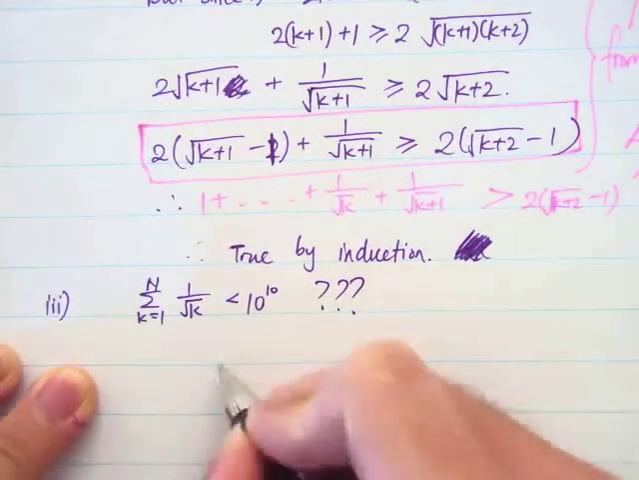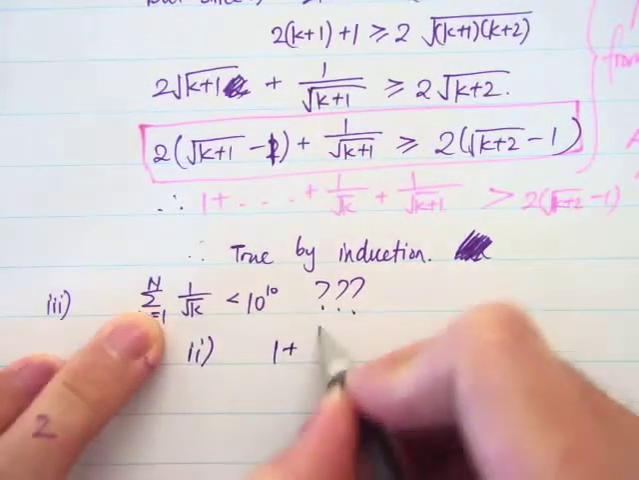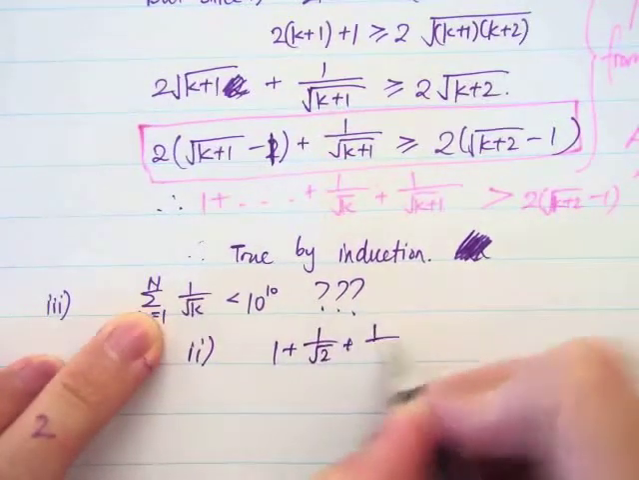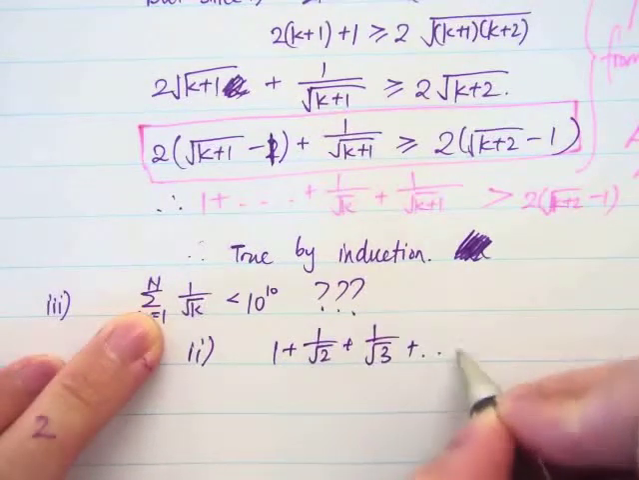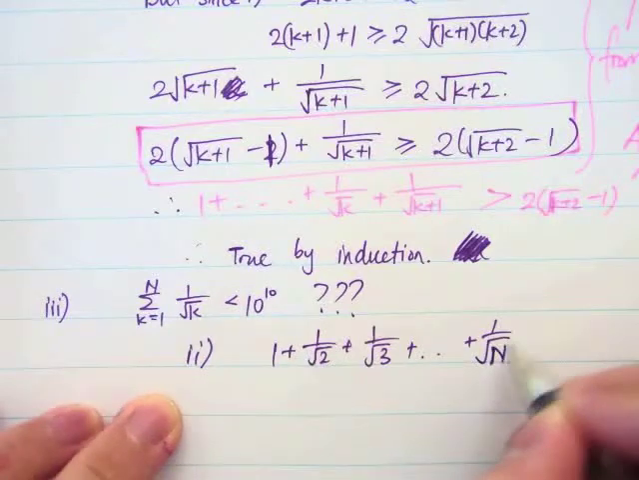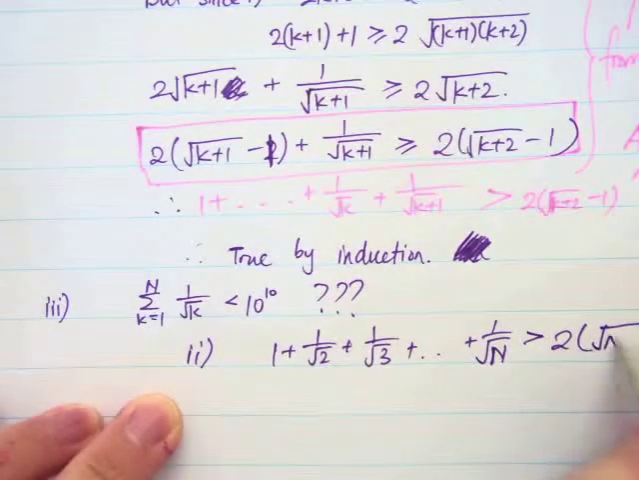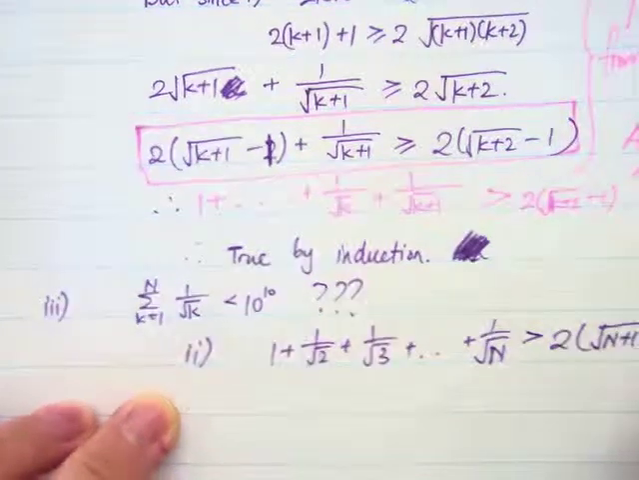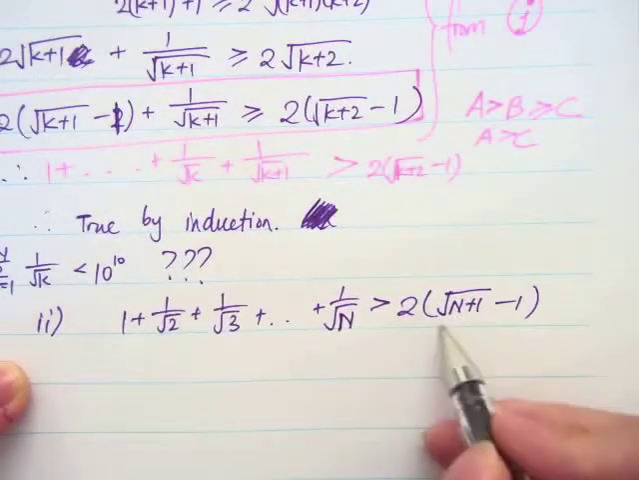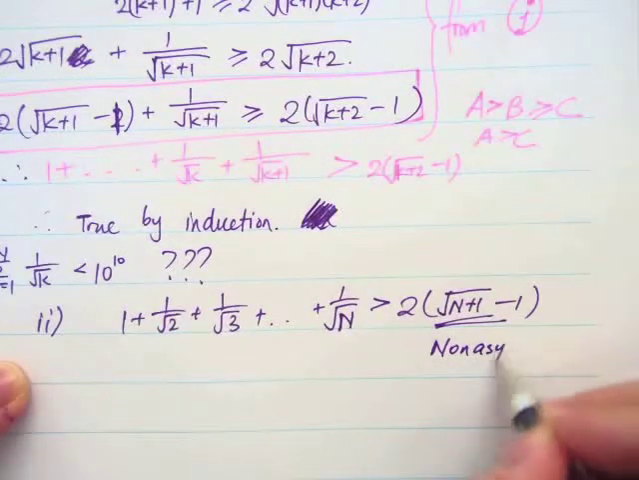Well, according to part 2, we're told that 1 plus 1 on root 2 plus 1 on root 3 plus all the way up to 1 on root n, in this case capital letter N, is greater than 2 times root n plus 1 minus 1. Now, this is a non-asymptotic function.